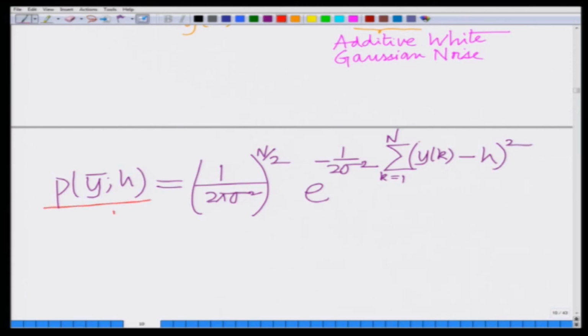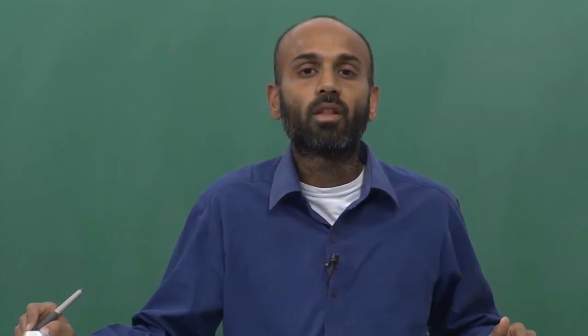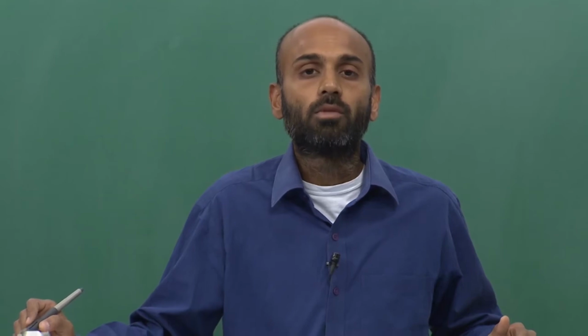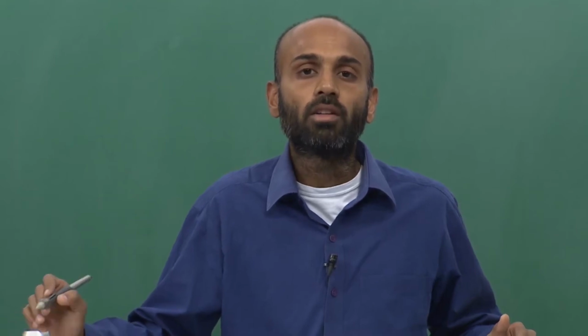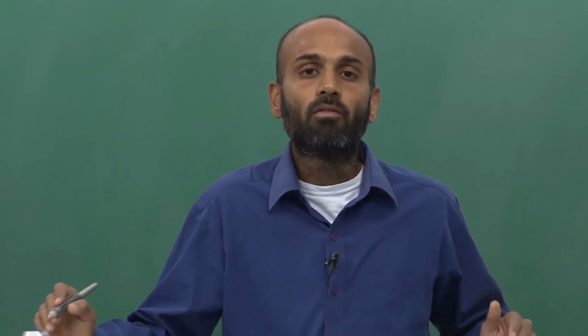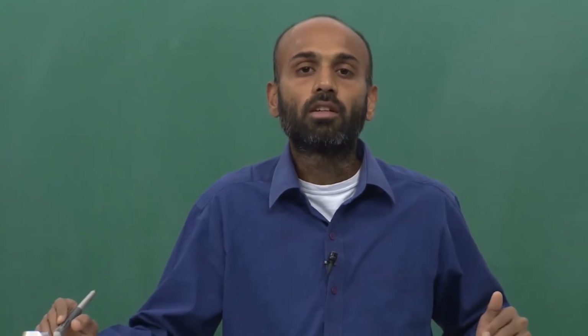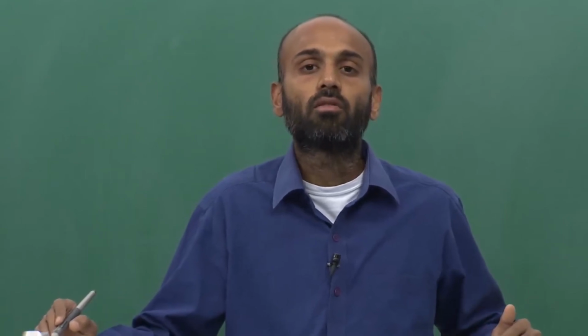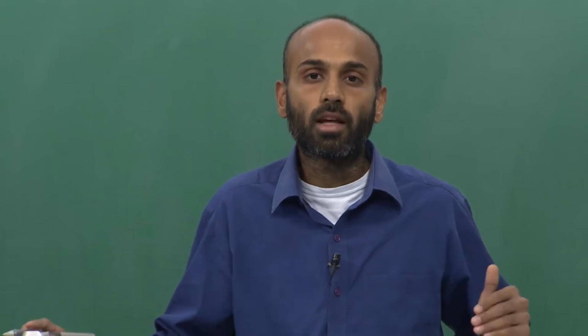What is this? This is your likelihood function corresponding to the parameter h, which we derived from the probability density of the observations y1, y2, yn, denoted by the vector y bar, that is, the probability density function when we view it as a function of the unknown parameter h. This is the likelihood function.